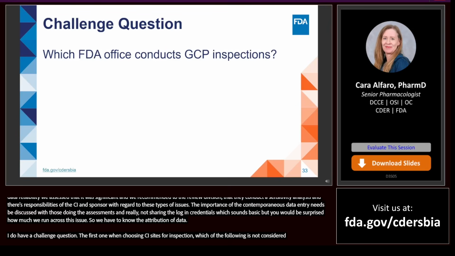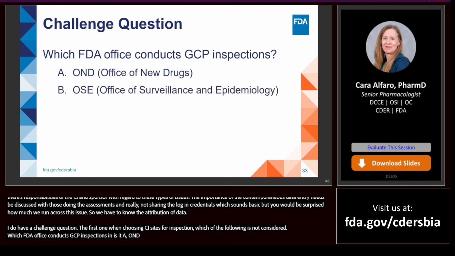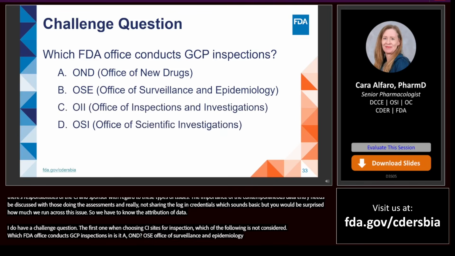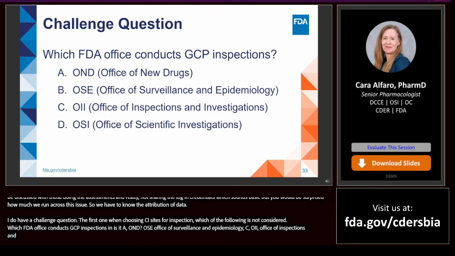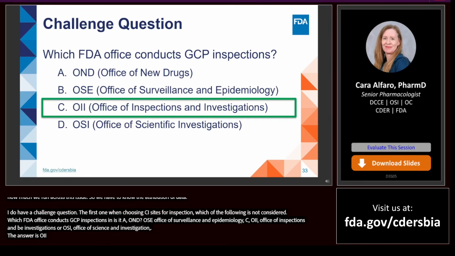Question: which FDA office conducts GCP inspections? Is it A, OND, Office of New Drugs; B, OSE, Office of Surveillance and Epidemiology; C, OII, Office of Inspections and Investigations; or D, OSI, Office of Scientific Investigations? And the answer is OII, Office of Inspections and Investigations. And this wasn't really meant to be a trick question. OSI can participate in inspections as subject matter experts, but it's really OII who are responsible for conducting GCP inspections.